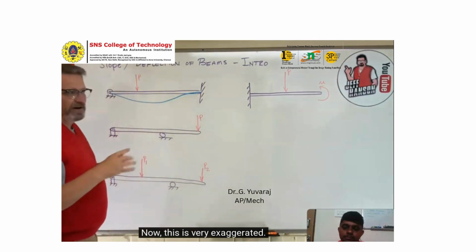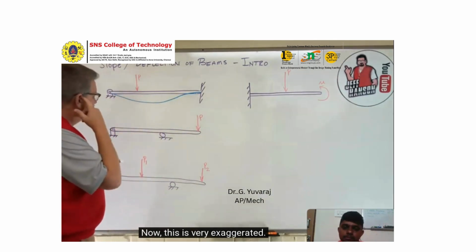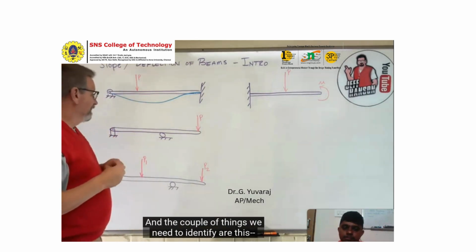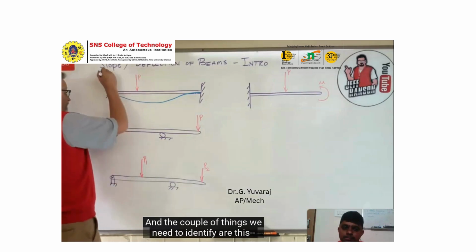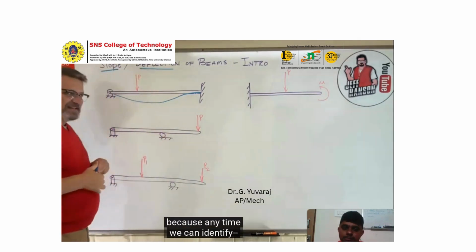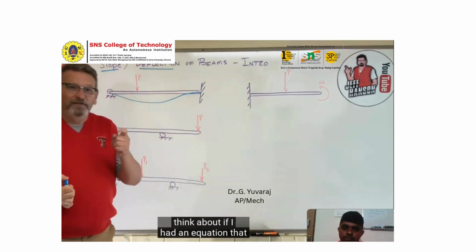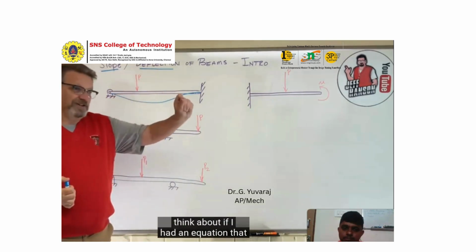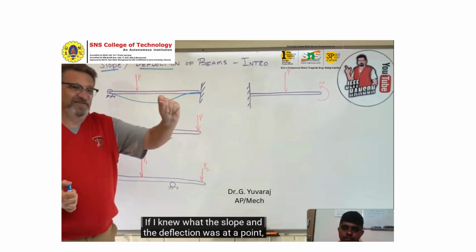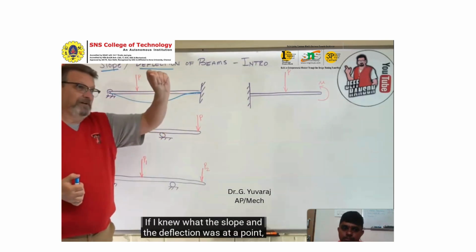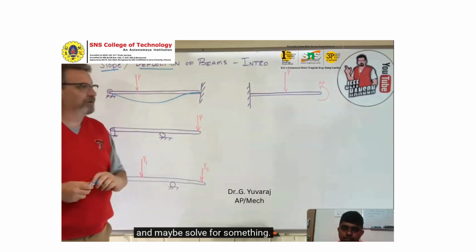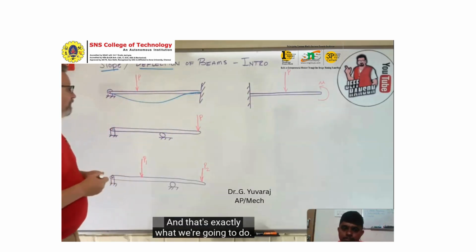Now this is very exaggerated. But we need to identify a couple of things on each one of these beams, and the couple of things we identify are the slope and the deflection. Think about it: if I have an equation that has slope and deflection in it, and I know what the slope and the deflection are at a point, I could plug that into the equation and solve for something. That's exactly what we're going to do.